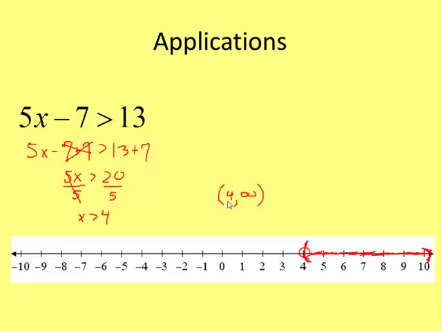That means x can be anything in this interval. It can be 5, it can be 12, it can be 167 over 2. It can be anything in here, but it can't be 4 because 4 is not in this interval.